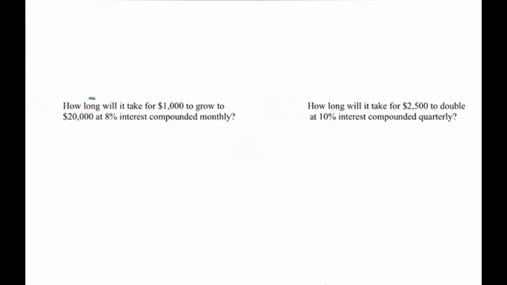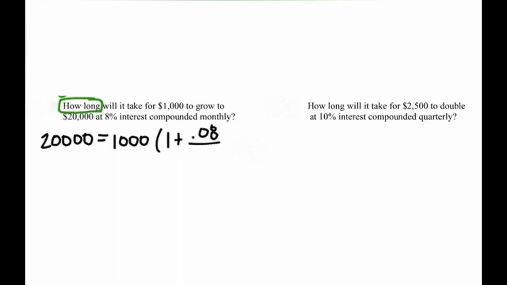So this problem's a little different because we are looking for how long it's going to take for this to happen. That means that we're solving for t. We're interested in solving for time. So we want our $1,000 to grow to $20,000. So we're going to have 20,000 is equal to my initial investment, which is 1,000, times the quantity 1 plus my interest rate as a decimal, 0.08, divided by how many times the bank will compound my interest. Monthly would be 12 times a year. And then we're raising it to the 12 times t power.